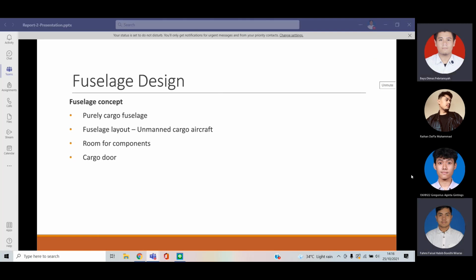Okay, next I will explain about the fuselage design. There is no specific requirement for our aircraft because it is an unmanned cargo aircraft, but there is a cargo door that we need to define. The cargo door is 2 meters by 1.2 meters. Next one.